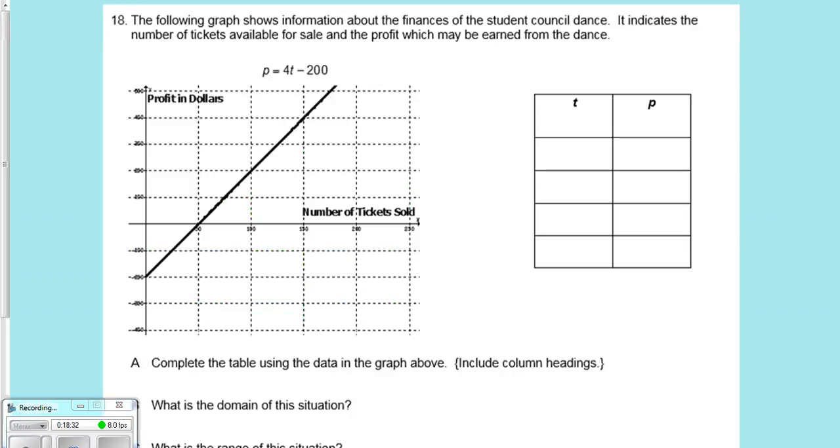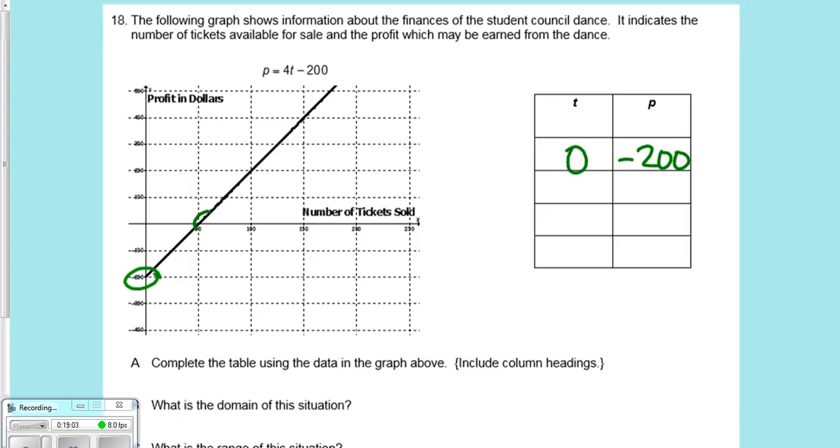Alrighty. Last thing is this situation here. We'll just work through it. It kind of combines all the things we've learned about. We have this equation, P equals 4T minus 200. It's about the student count of a dance, the number of tickets that are available for sale, and the profit that they might earn. Okay. So it's interesting to note that they're going to start down here at negative 200, right? So at zero tickets sold, they are down $200. Okay. That's because maybe they bought supplies, they bought food, who knows, but they are down $200.